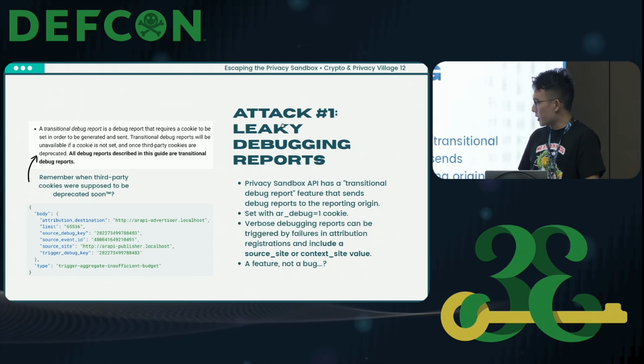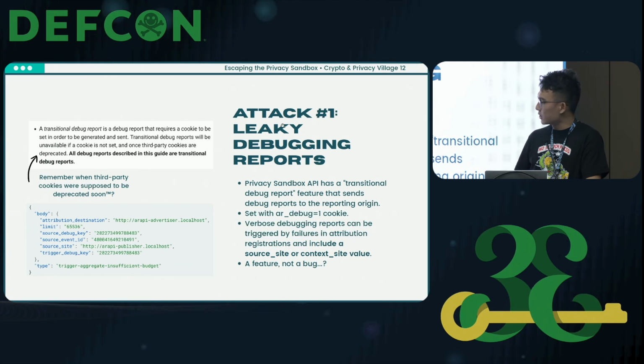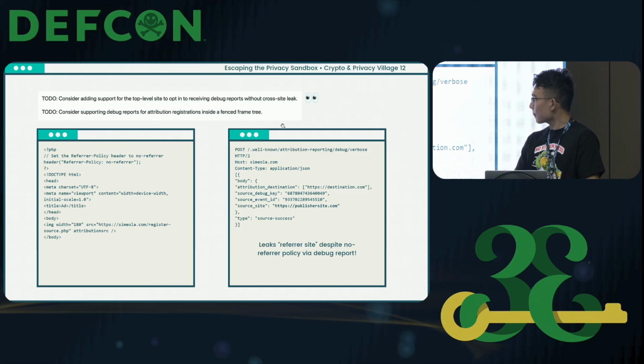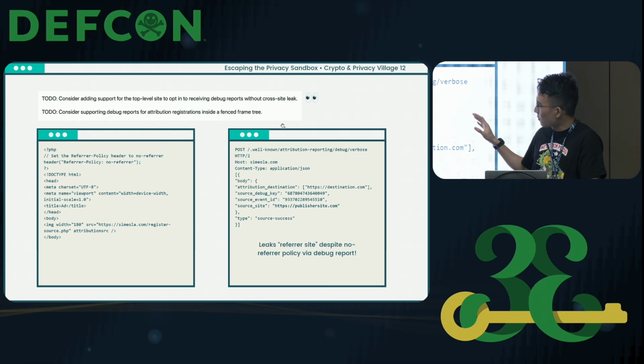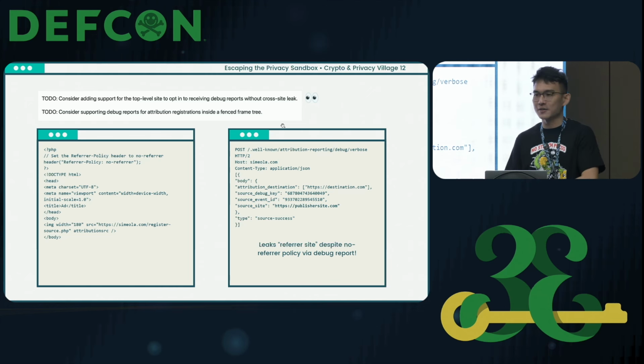And the reason why it's temporary is that it actually leaks additional information. In this case, debug information about where this data was captured or where a conversion was recorded. And the reason this is important, if you go back to the to-do, is that they said, consider adding support for top-level sites to opt into receiving debug reports without cross-site leak. So this is an issue. What is a cross-site leak?